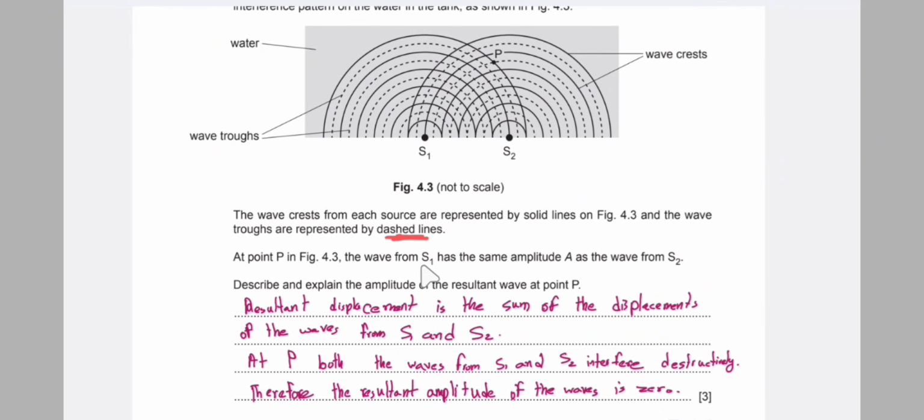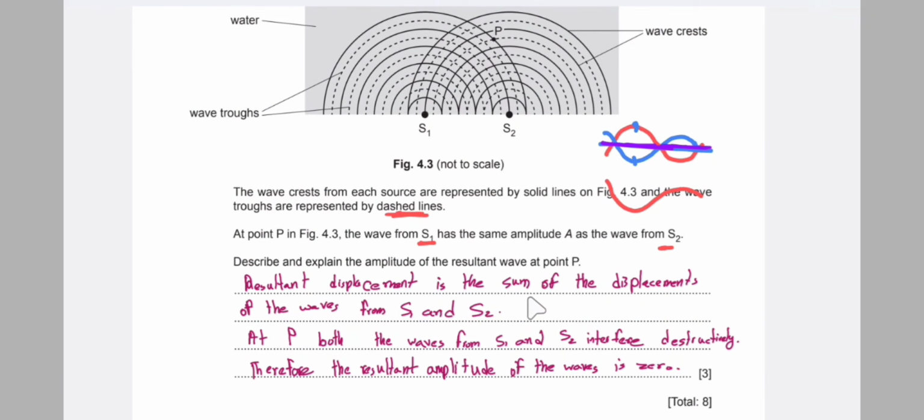The waves produced by S1 and S2 have the same amplitude. At point P, we can see that a crest meets with a trough. If we draw this, this is the baseline and a crest meets with a trough. As they both have the same amplitude, the resultant amplitude becomes 0. So crest meets with the trough and the resultant amplitude is 0.